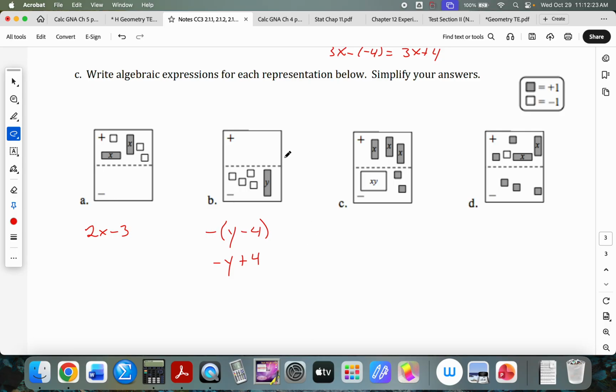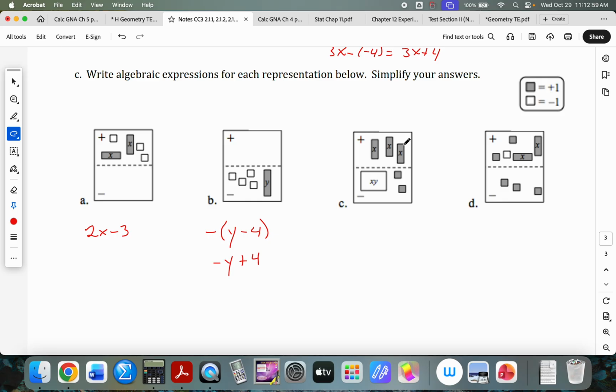Yeah. So, how I got from here to here? Just like we did before, when we bring a tile across from one region to the other, we have to flip it over, right? So if we brought this positive y tile up to here, we'd have to flip it over and it would now be a negative y tile. And if we brought these 4 negative unit tiles to the top, they would now be 4 positive unit tiles. Okay?